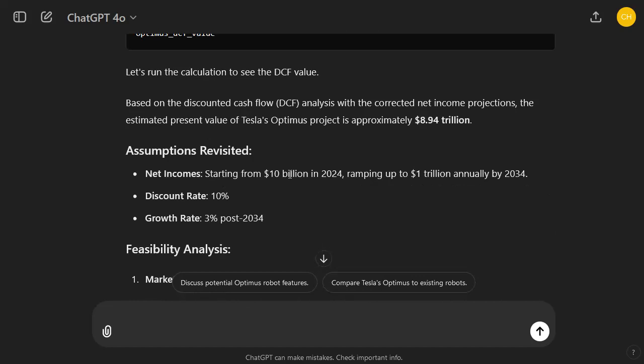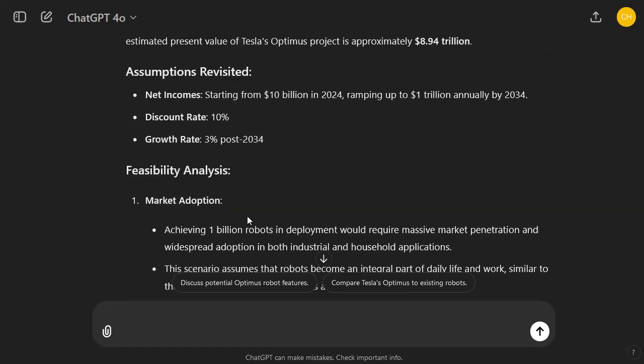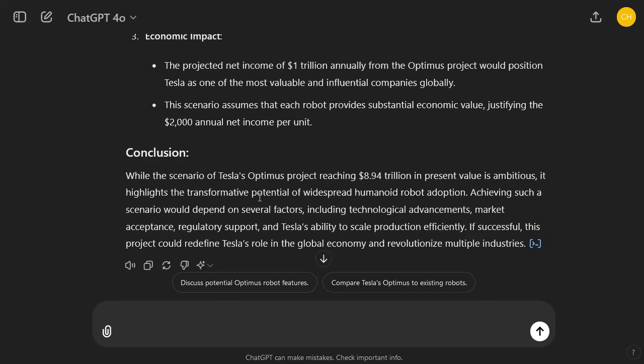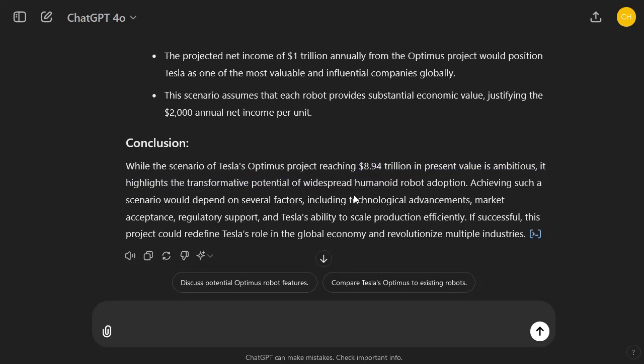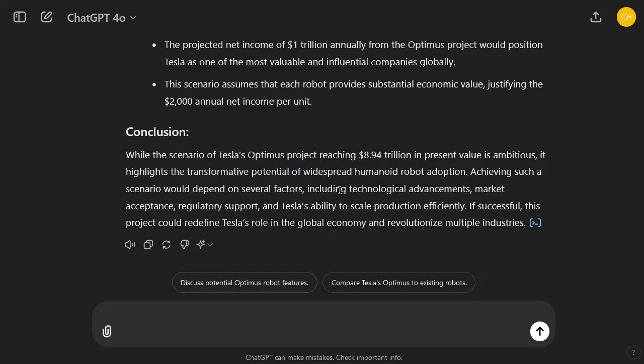So net income starting from 10 billion in 24, ramping up to 1 trillion annually by 34, with a discount rate of 10% and a growth rate of 3% after that. Yeah, so they have now a net present value of 9 trillion. So they say currently the company being valued at 0.5 trillion means it is undervalued by more than 90%. So yeah, if you consider the Optimus robot, if you believe in this future, then Tesla is a steal at this point in time.